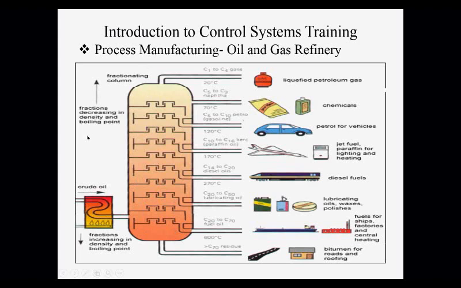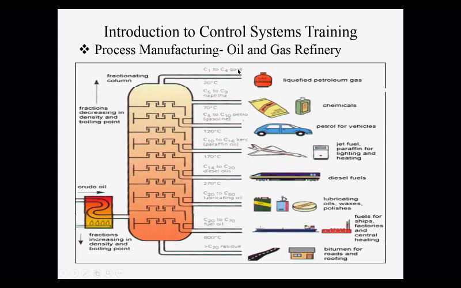So what is happening here is that fractions increasing in density and boiling point settle at the bottom, but fractions decreasing in density and boiling point, the vapors, rise above. Now that you have different temperature zones, they cool off at different zones and turn from gas form into liquid. So there you obtain them.